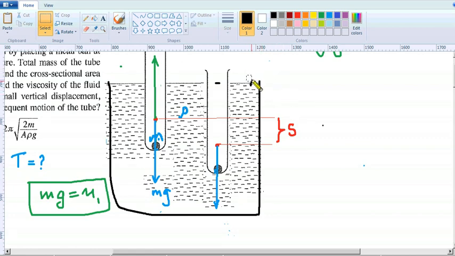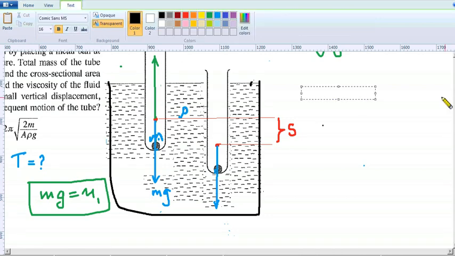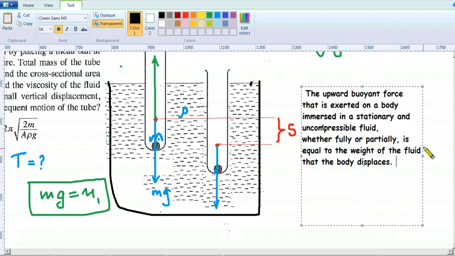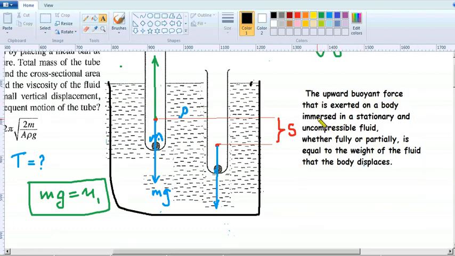What is Archimedes' principle? Archimedes' principle, you know, is like this. The upward buoyant force that is exerted on a body immersed in a stationary and incompressible fluid, whether fully or partially, is equal to the weight of the fluid that the body displaces. So this displacement is different, even though the words are alike.